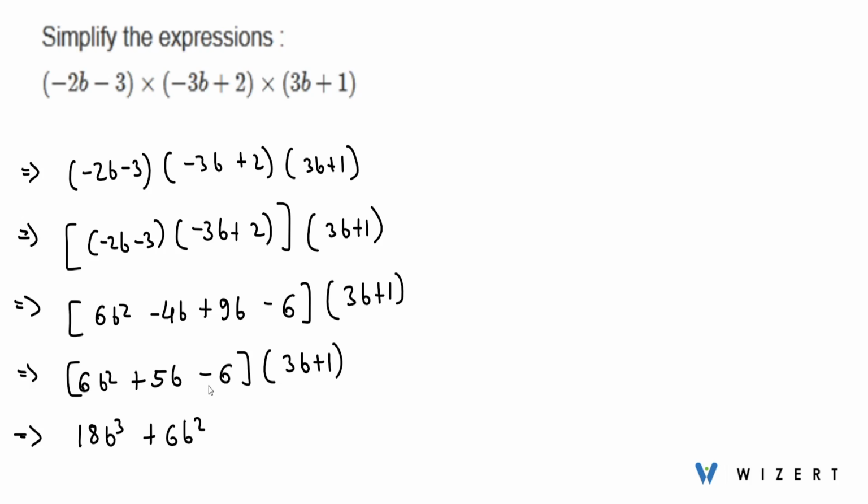Again 5b multiplied by 3b will give us 15b square, and 5b multiplied by 1 will be 5b. Then minus of 6 multiplied by 3b will give us minus of 18b, and then we have minus of 6.